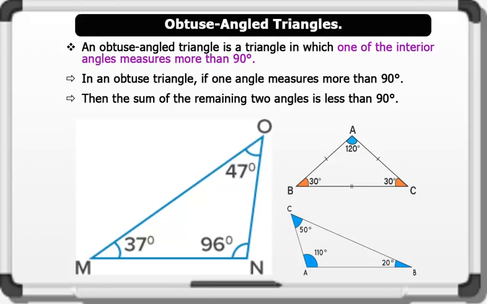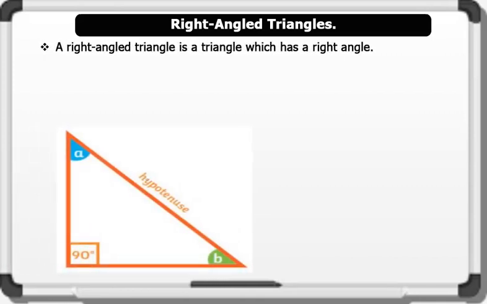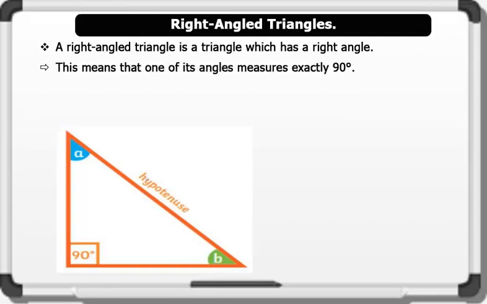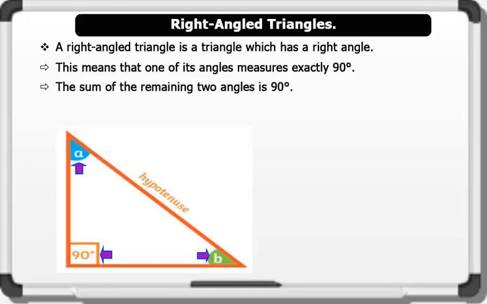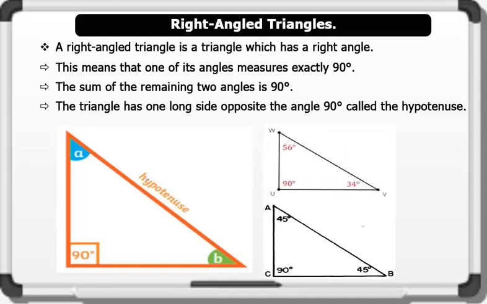Right angle triangles. A right angle triangle is a triangle which has a right angle. This means that one of its angles measures exactly 90 degrees. The sum of the remaining 2 angles is 90 degrees. Note that the triangle has one long side opposite the angle 90 degrees called the hypotenuse. Other examples include the following. Now, let's solve an example.